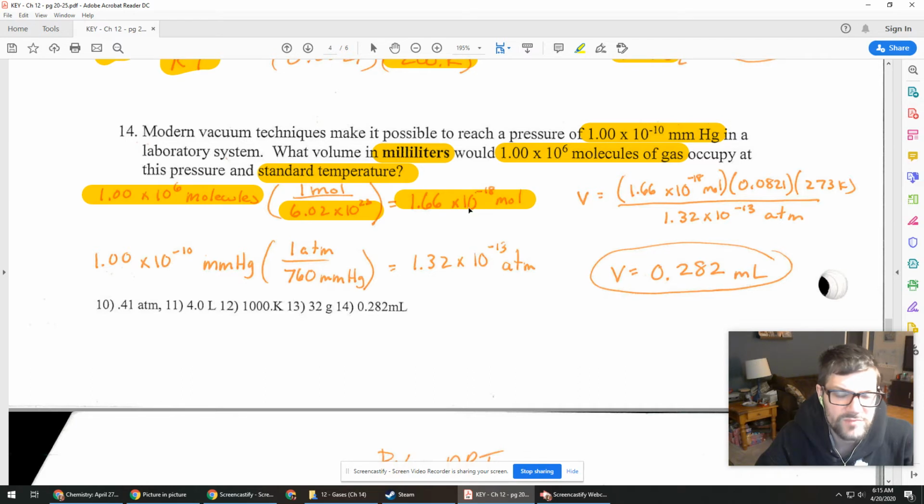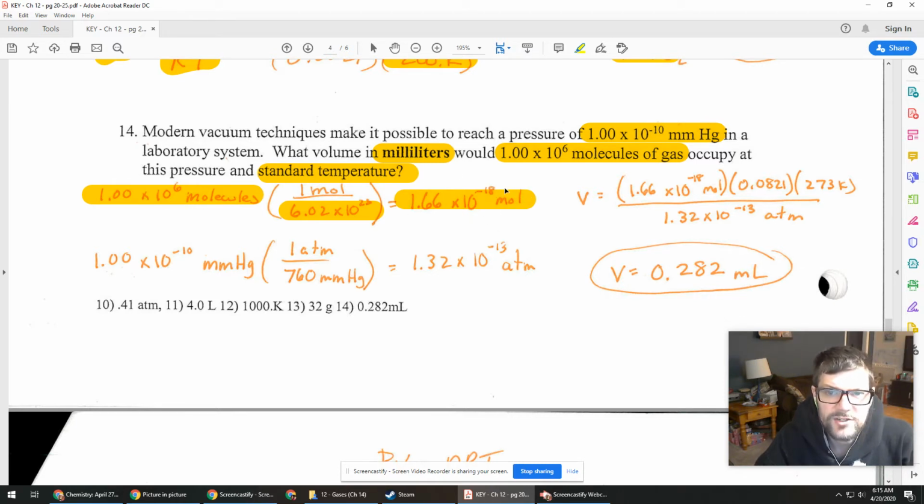It's a very small fraction of a mole because we have a very small amount of molecules in the grand scheme of things. I know 1 times 10 to the 6th is a big number, but it's a very small number of molecules considering how small molecules are. So that gives me my moles.